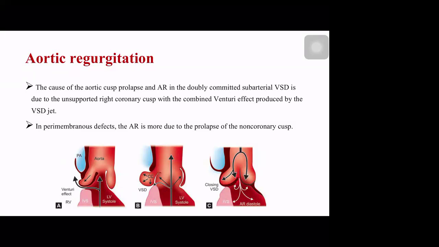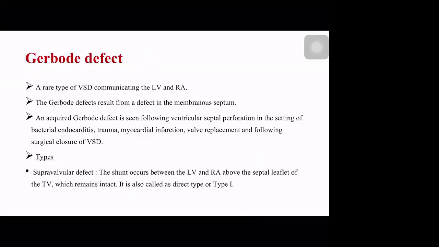Number one, prolapse of the unsupported aortic cusp, and number two, Venturi effect. What is Gerbode defect? It is a rare type of VSD communicating the left ventricle to the right atrium. I've already mentioned the defect within the membranous part of the interventricular septum causing the Gerbode defect. The Gerbode defect results from a defect in the membranous septum.